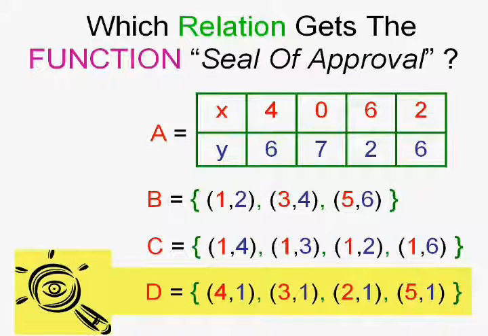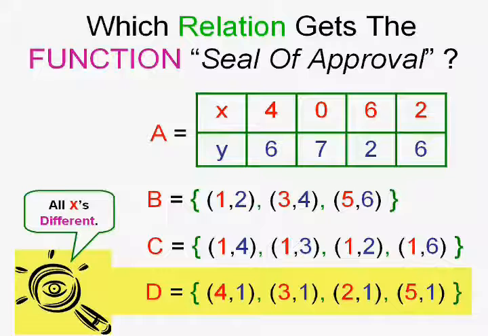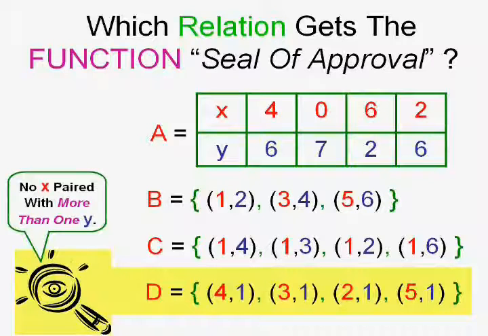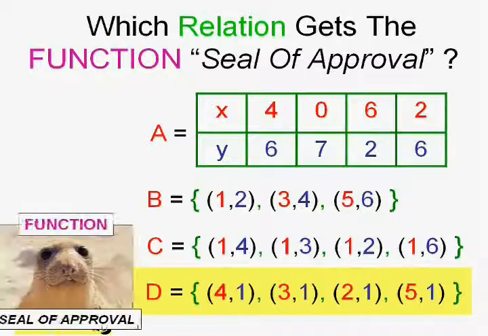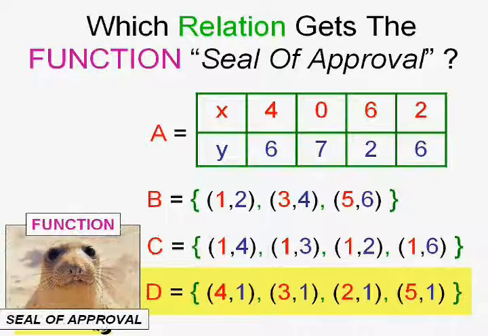Finally, D, this is a little bit confusing. D is a relation where all the x's are different: 4, 3, 2, and 5. They're all different. Now, they all get mapped to the same number, but no one gets mapped to more than one y. So, believe it or not, relation D is in fact a function.